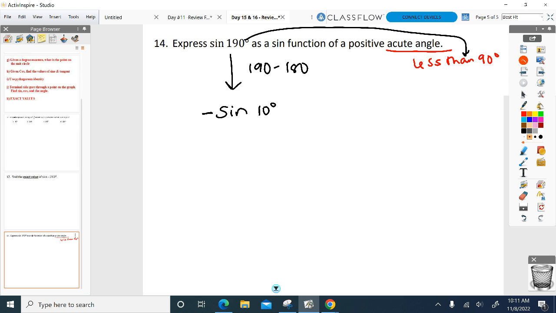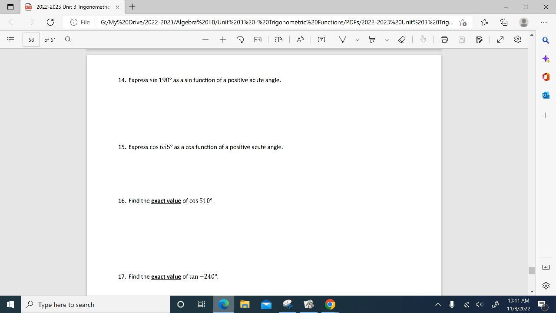And then Sydney, I would do the same thing for the next one, except before I started, I'm not a big fan of 655, right? Keep getting it smaller till it's something you can take the reference angle of. Okay? Good question.